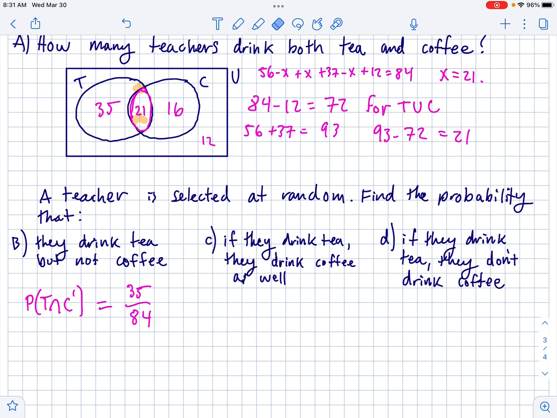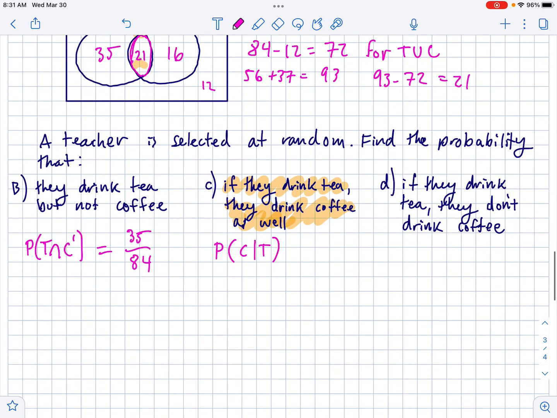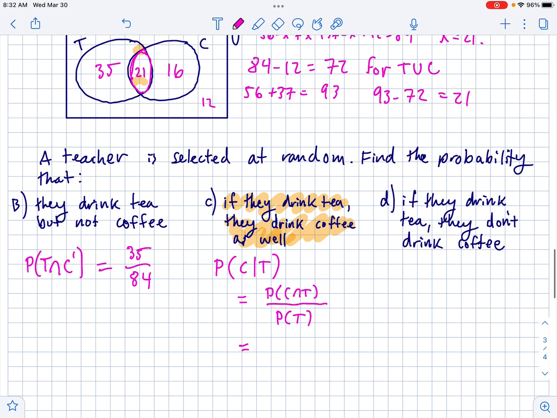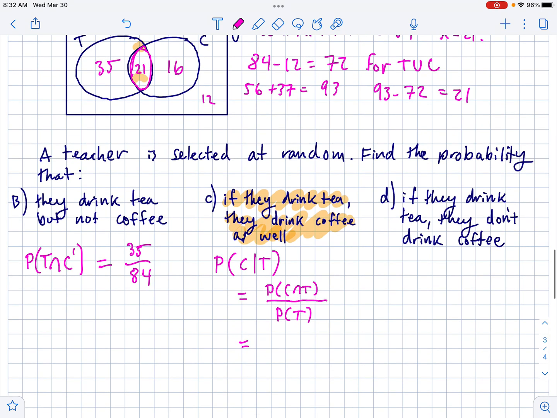The second part says, if they drink tea, they drink coffee as well. So there's some confusing wording on this. This is a sneaky conditional probability. They're saying it's given that they drink tea. So they're saying probability of coffee given that they drink tea. Now the formula for that is the intersection of coffee and tea drinkers divided by just the tea drinkers. So the intersection of coffee and tea is 21 out of the 84.